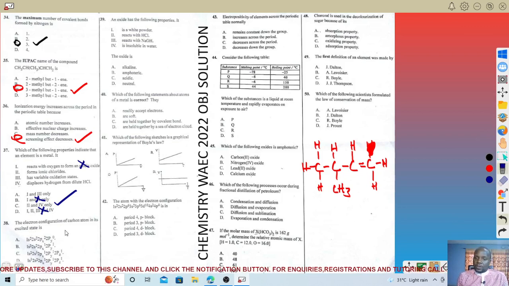Next one: the electronic configuration of a carbon atom in its excited state is dash. Carbon is number 6: 1s2, 2s2, 2px1, and 2py1. You know that very well. So please note that I'm following the laws of Hund. You can watch the concept video.